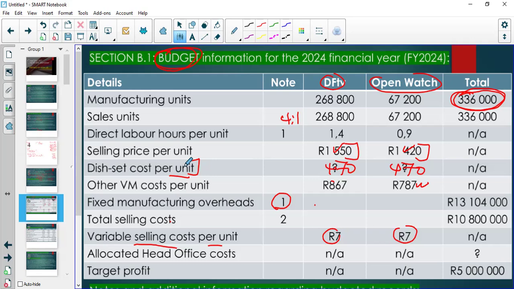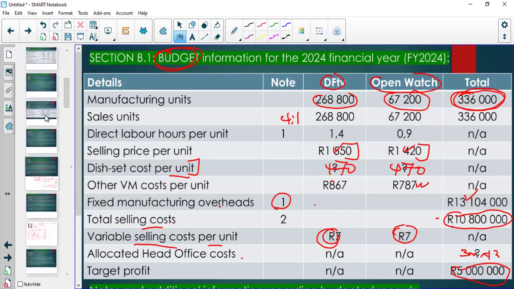Our total fixed costs, where are they? Right, this is our fixed manufacturing overheads, 13. From here, we can determine the fixed selling cost as this total minus the variable, where the variable is 7 multiplied by that. Then the remainder is going to be the fixed ones, right? Then the allocated overheads is going to be 300,000 times 12. Remember that we said that each division is going to get 300 times 12. Then we add the target profit, and the rest is going to be simple. So that's quite simple.